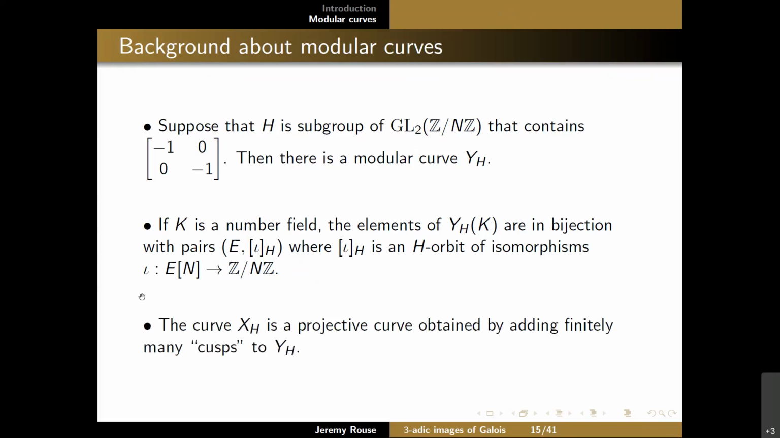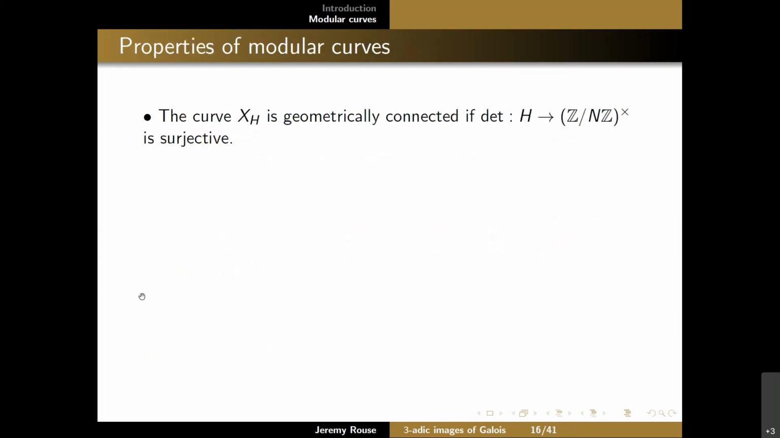So the curve Y_H is not projective, but we can make a projective curve by adding finitely many cusps to the curve Y_H. So cusps correspond to certain sorts of cubic curves that are singular. So the curve X_H is geometrically connected if the determinant map from H to (Z/NZ)* is surjective.